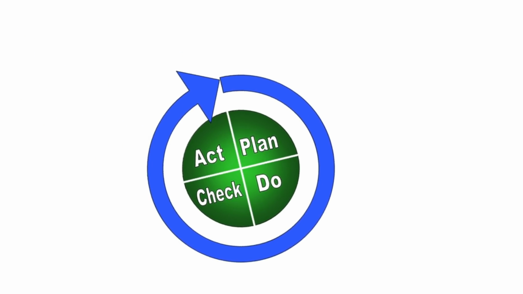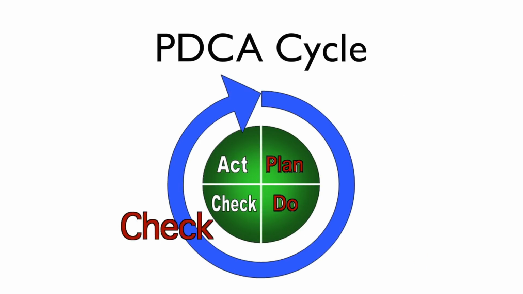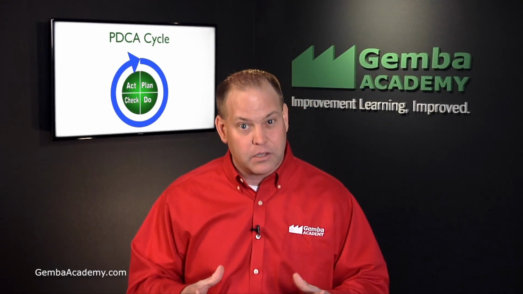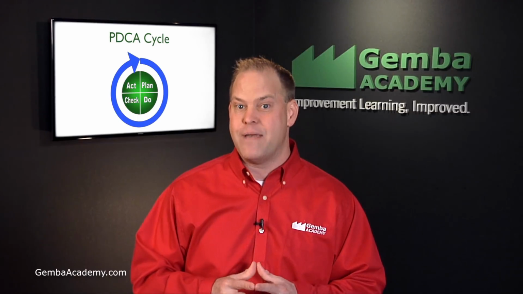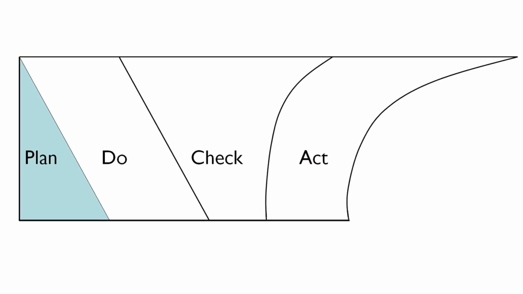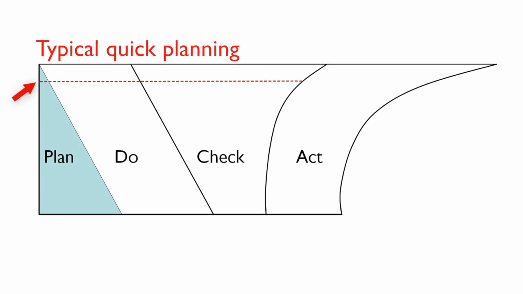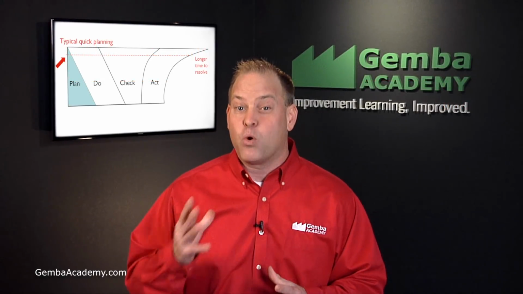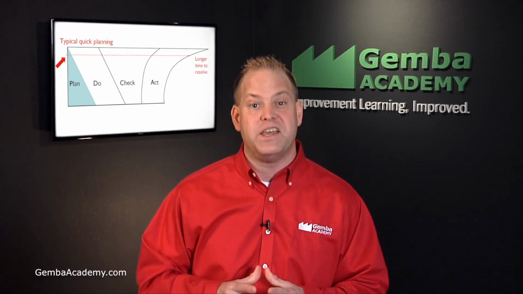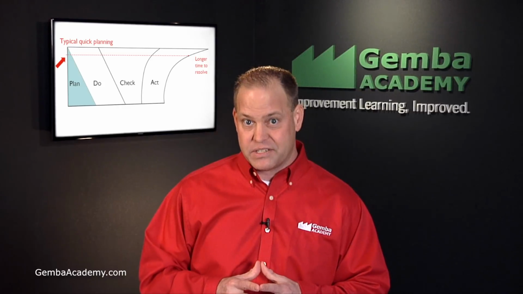Now then, throughout this problem-solving course, we'll be referring to the PDCA Cycle, which stands for Plan, Do, Check, and Act. And in particular, we'll be spending a lot of time on the first step, which is plan, since the failure to plan properly, as shown on the top side of this diagram, almost always results in longer times to resolve the problem. In other words, this organization rushed through the planning phase only to pay for this hastiness in the check and act phases.